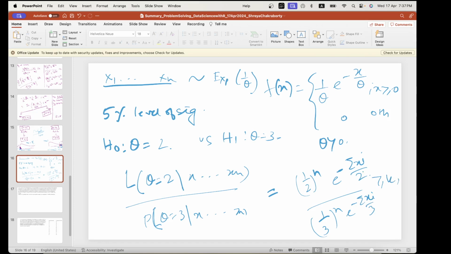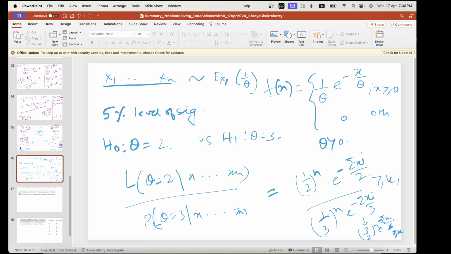If you simplify this, you get 3 by 2 to the power n e to the power of (1 by 2 minus 1 by 3) times summation xi, with a minus sign. So what is 1 by 2 minus 1 by 3? It will be 3 minus 2 over 6, which is 1 by 6. So this will actually be minus 1 by 6 summation xi, greater than or equal to k. Alright.